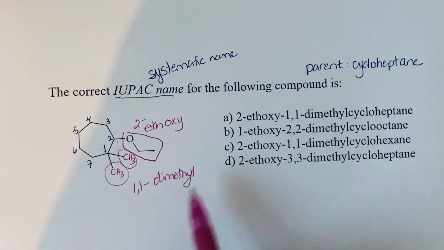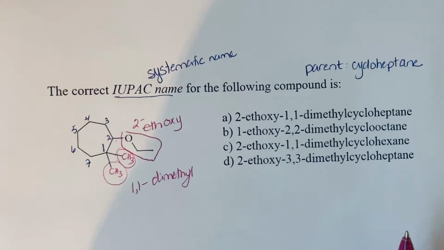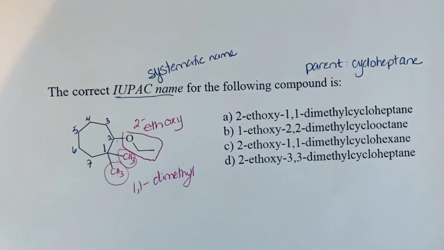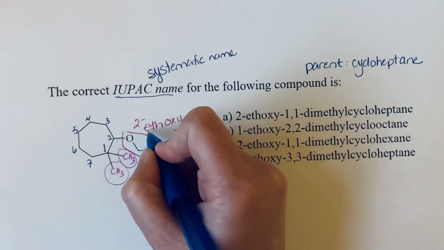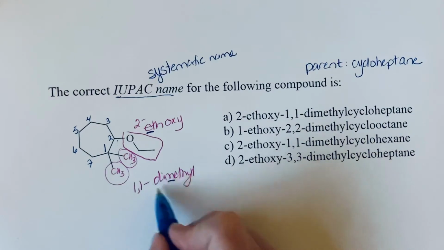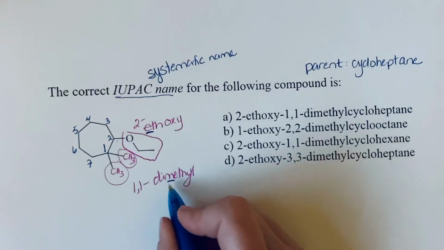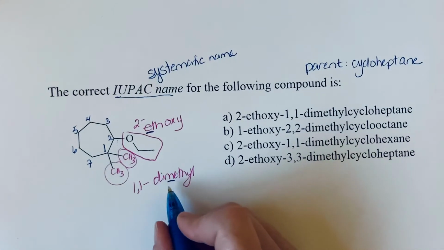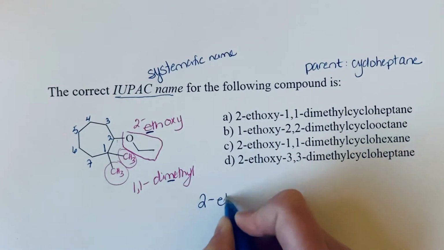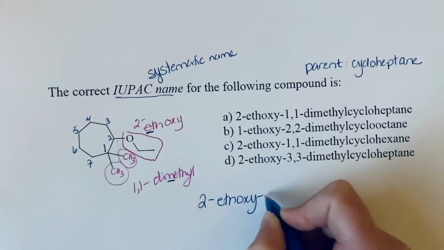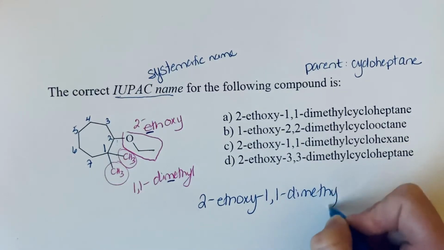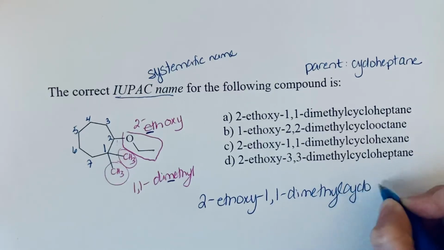And then, we've got our substituent names, we've got our parent name. We want to assemble this all together. So we place our substituents in the name in alphabetical order. So we are comparing the E of ethoxy to the M of methyl. We do not include the di when we are deciding on the alphabetical order. So we're going to put the ethoxy first. So we will have 2-ethoxy-1,1-dimethylcycloheptane.